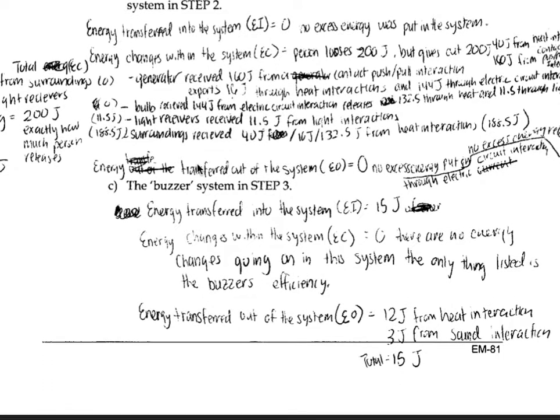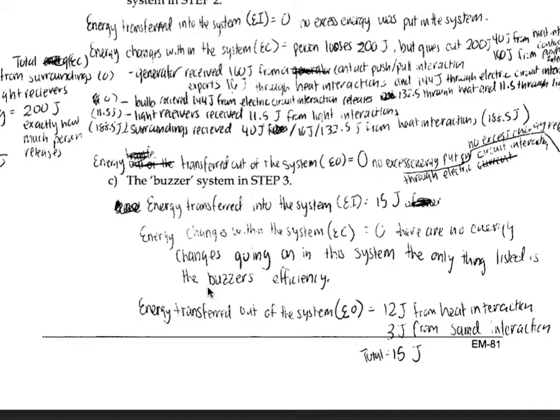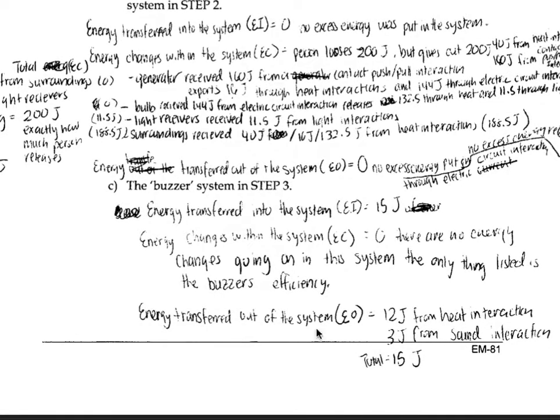And for the buzzer system, I put the energy transferred into the system was 15 joules, as we saw. The energy changes within the system, the EC, there's 0 energy changing within the system. The only thing listed is the buzzer's efficiency. And the energy transferred out of the system is 12 joules from the heat interaction, 3 joules from the sound interaction, totaling 15 joules. So exactly what was put in is exactly what came out. And that's it for Activity 7.